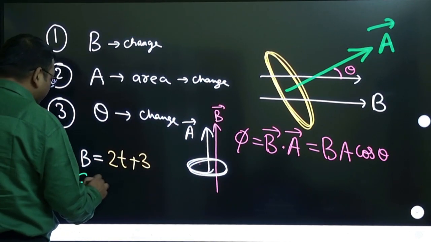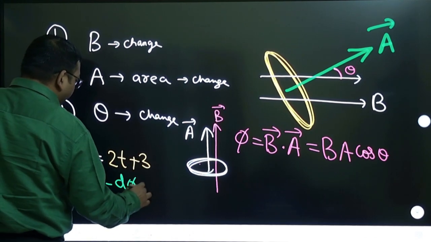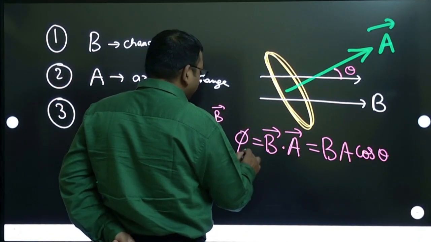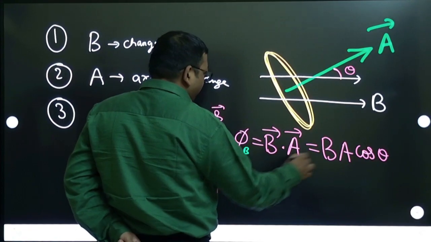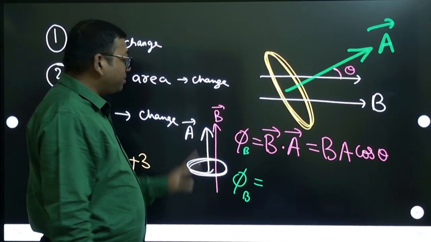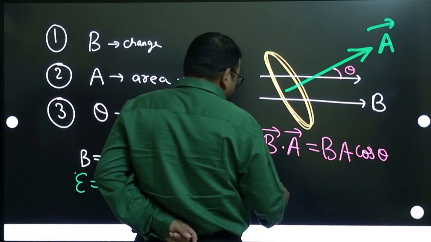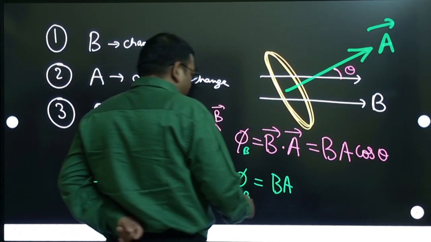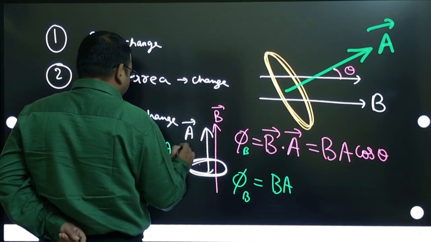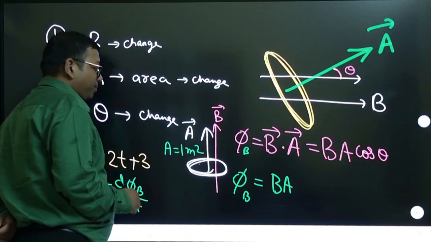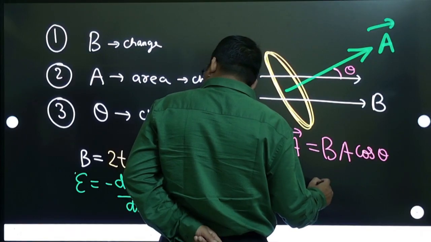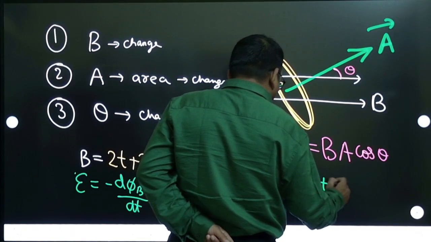So they can ask what will be the emf induced. So emf is minus d phi b by dt. First calculate phi b, the magnetic flux. B dot A, here the angle between them is 0 because they are in the same direction. So it is just B into A, right? And area will be given to you. Let us say area is 1 meter square. So this is just going to be B only, which is nothing but 2t plus 3.